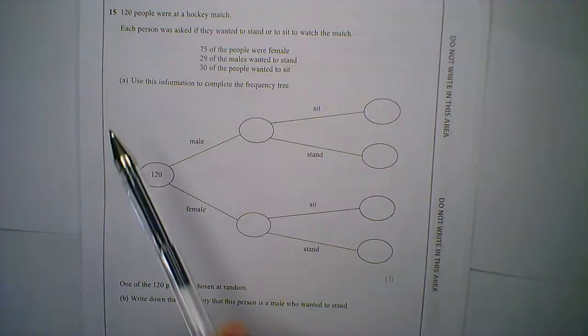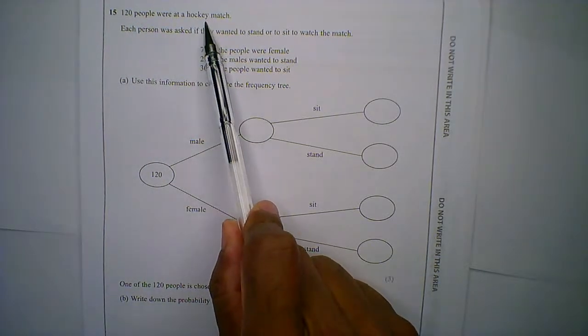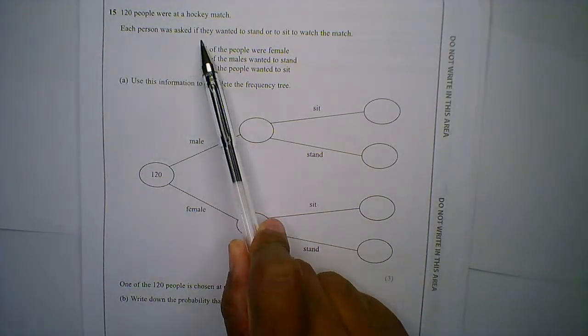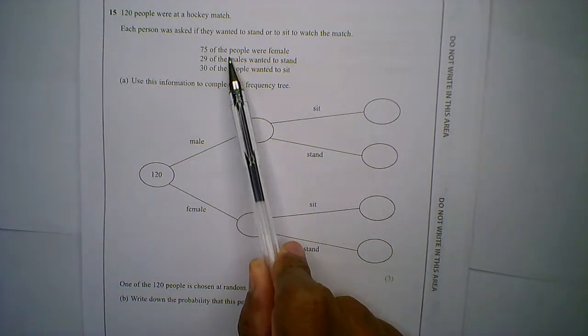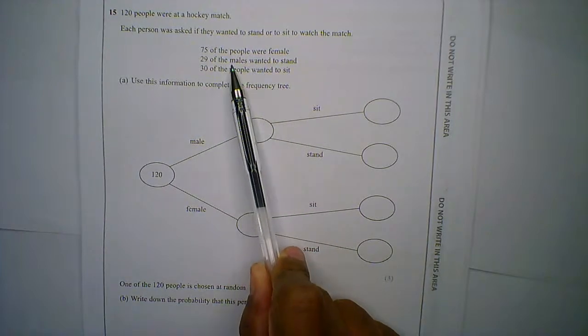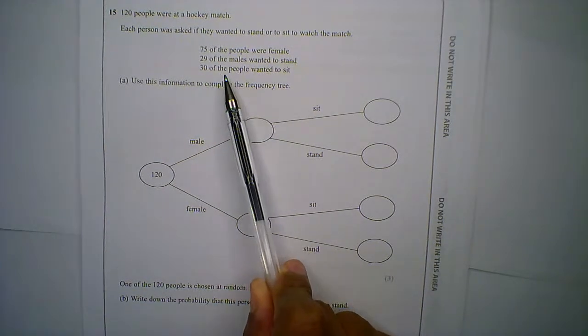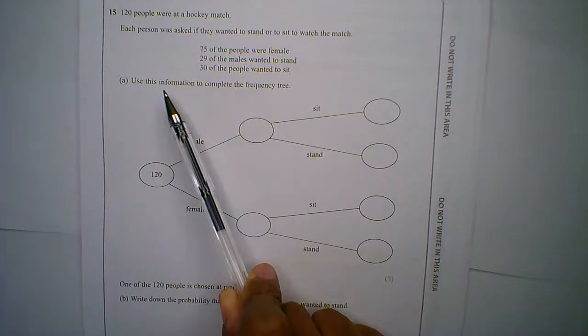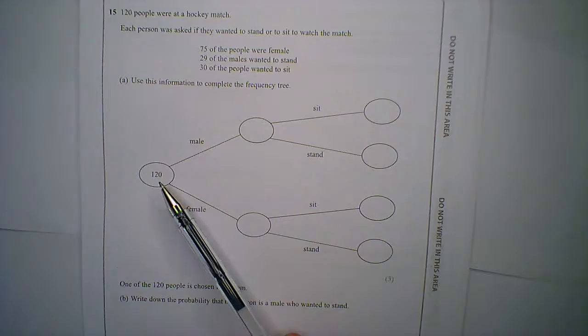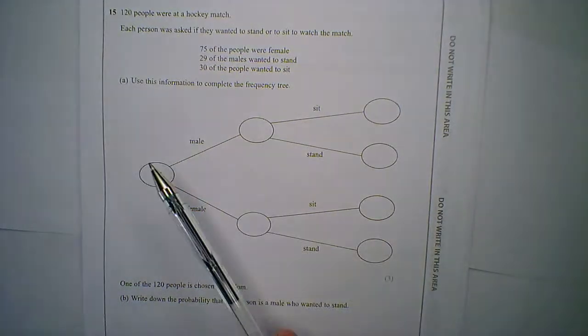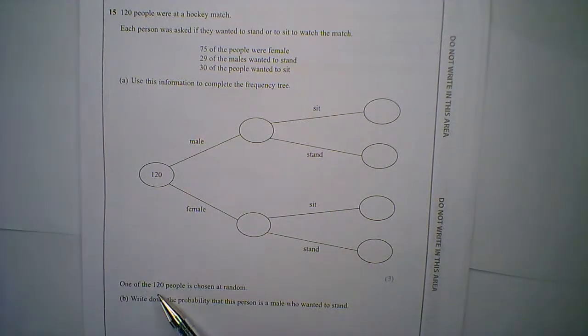So we've got 120 people at a hockey match. Each person was asked if they wanted to stand or to sit to watch the match. 75 of the people were female, 29 of the males wanted to sit down. 30 of the people wanted to sit. Use this information to complete the frequency tree. So we've got the frequency tree, 120 here, so this matches with this. One of the 120 people is chosen at random. Write down the probability that this person is a male who wanted to stand.